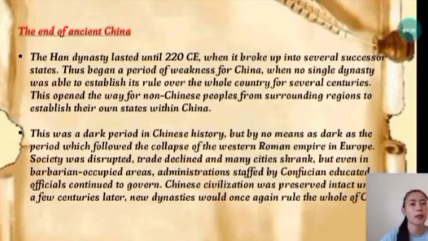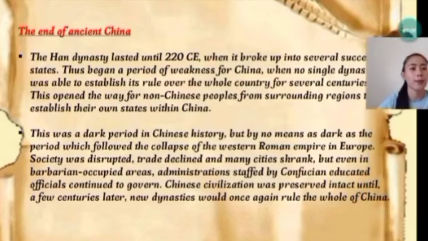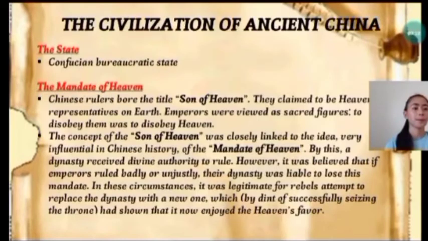Society was disrupted, trade declined, and many cities shrank. But even in barbarian-occupied areas, administration staffed by Confucian-educated officials continued to govern. Chinese civilization was preserved intact until, a few centuries later, new dynasties would once again rule the whole of China.